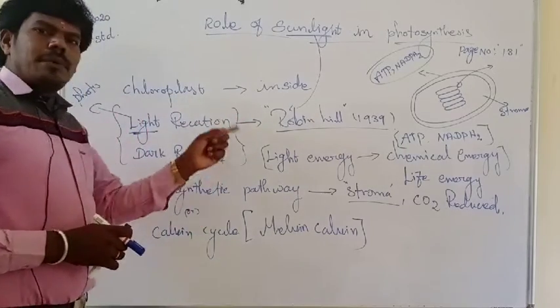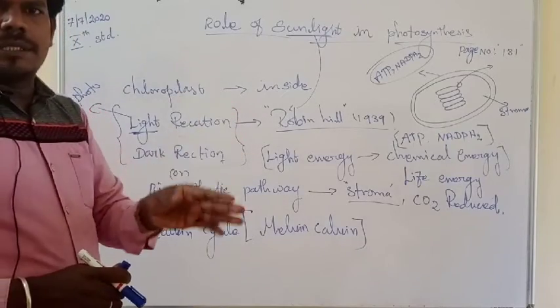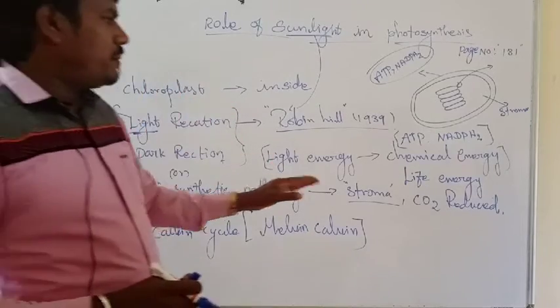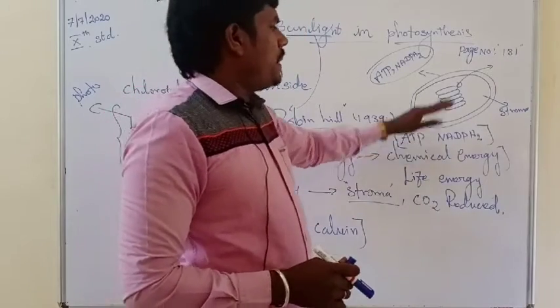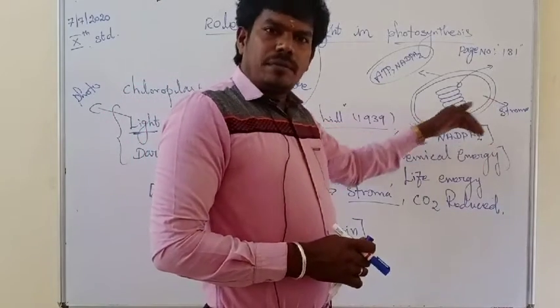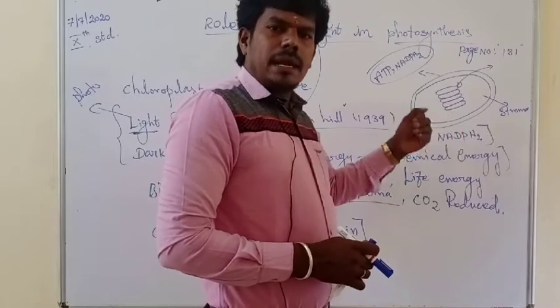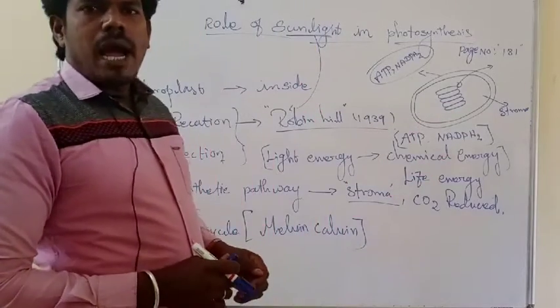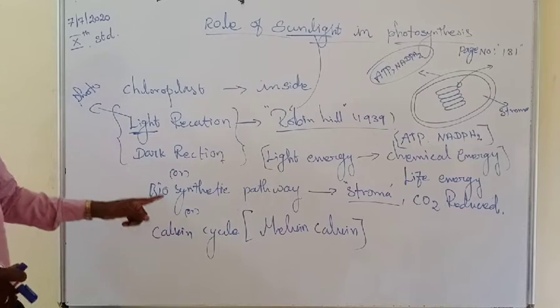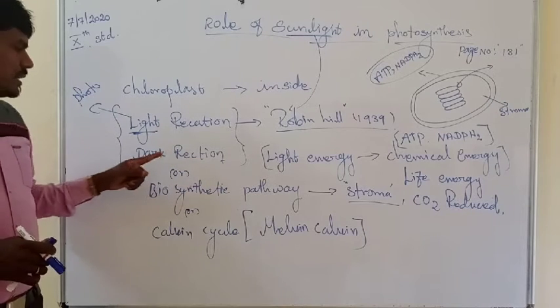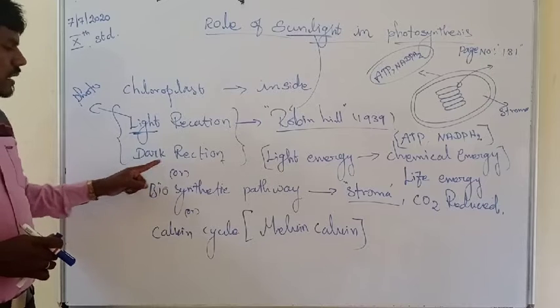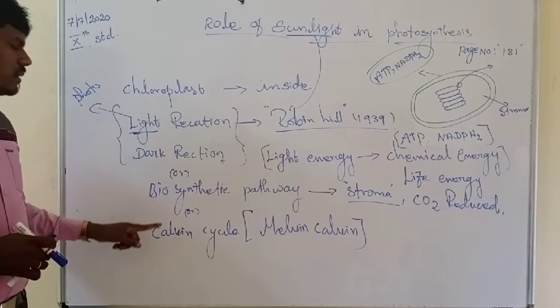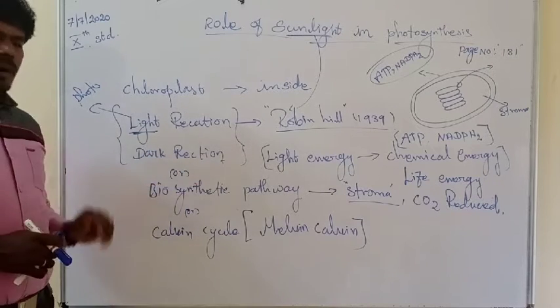During the process, some chemical substances are produced. What are the chemical products? ATP and NADPH2. After that, this ATP and NADPH2 move from the thylakoid membrane to the stroma. And then in the stroma, the dark reaction happens. Dark reaction means the reaction in the absence of sunlight. This dark reaction is otherwise called the Calvin cycle or biosynthetic pathway.